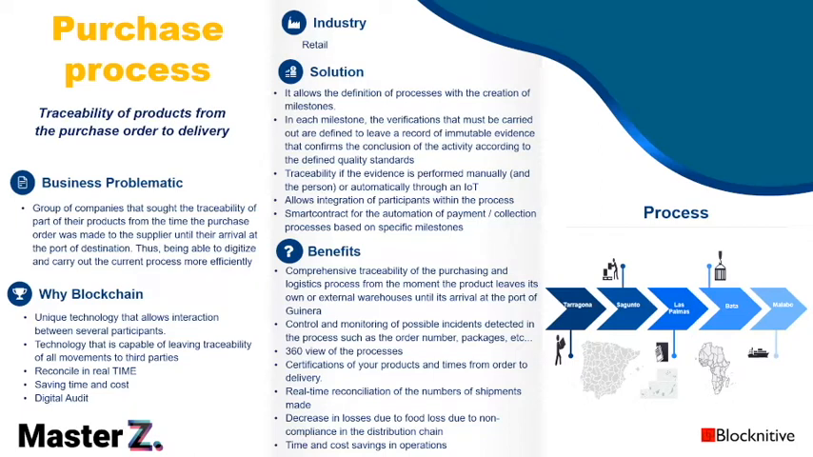This is a client that wanted to have traceability of the products from the purchase order to the delivery. They are a group of companies receiving purchase orders from all across the world, from Europe, from China, from the States. They are based in Spain, but they receive a lot of purchase orders. They will take the product from, for example, Switzerland, and give it to Africa, specifically to a city called Malabo.